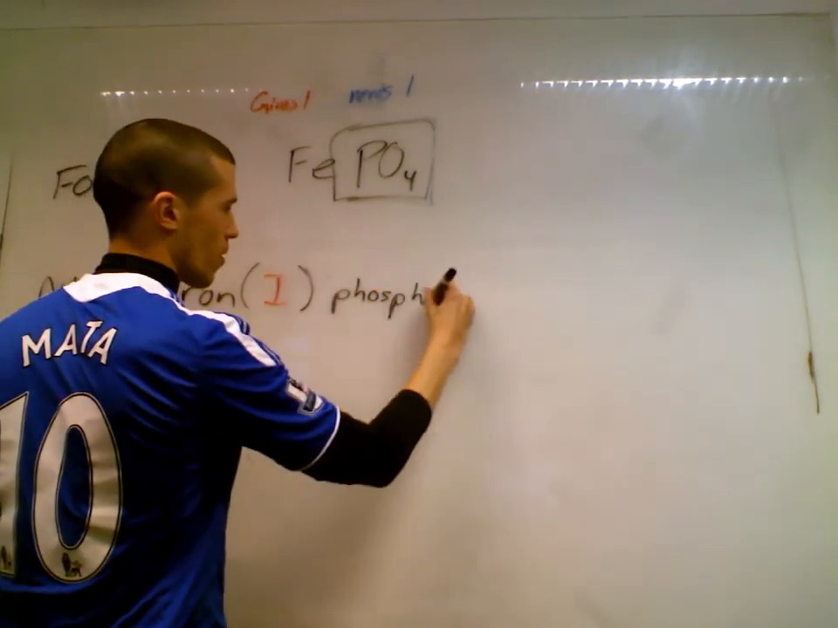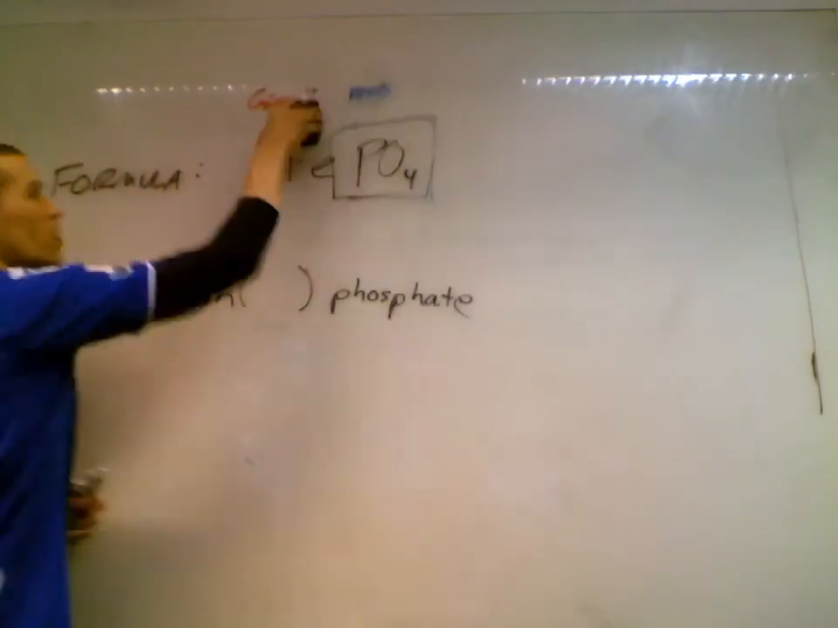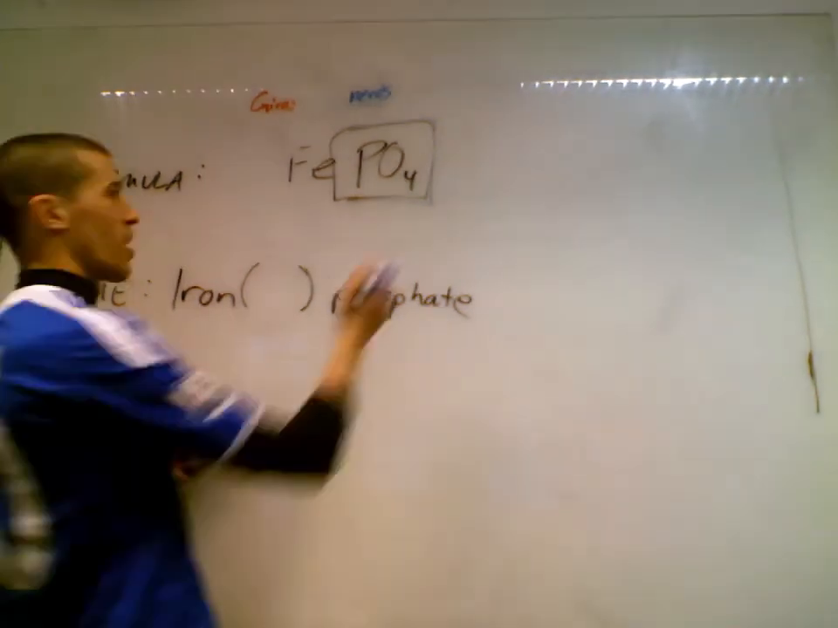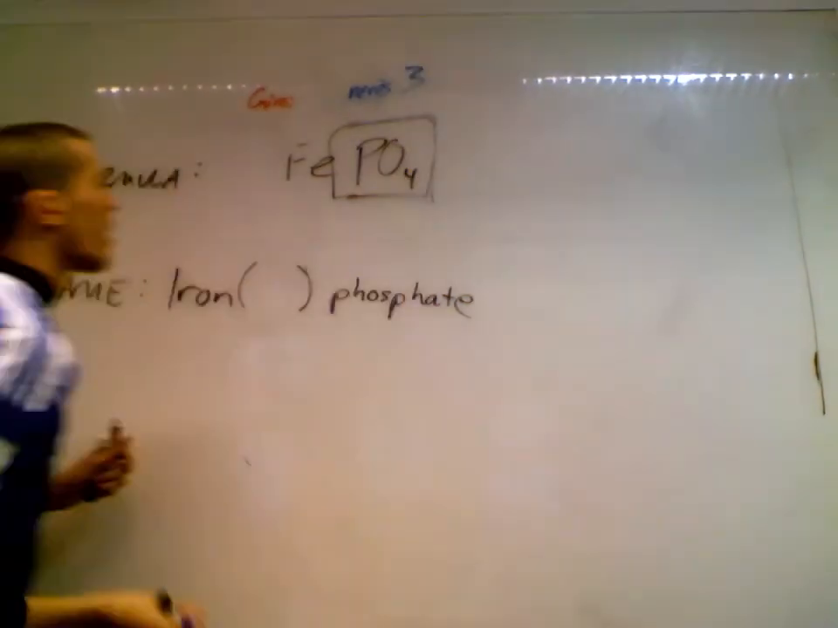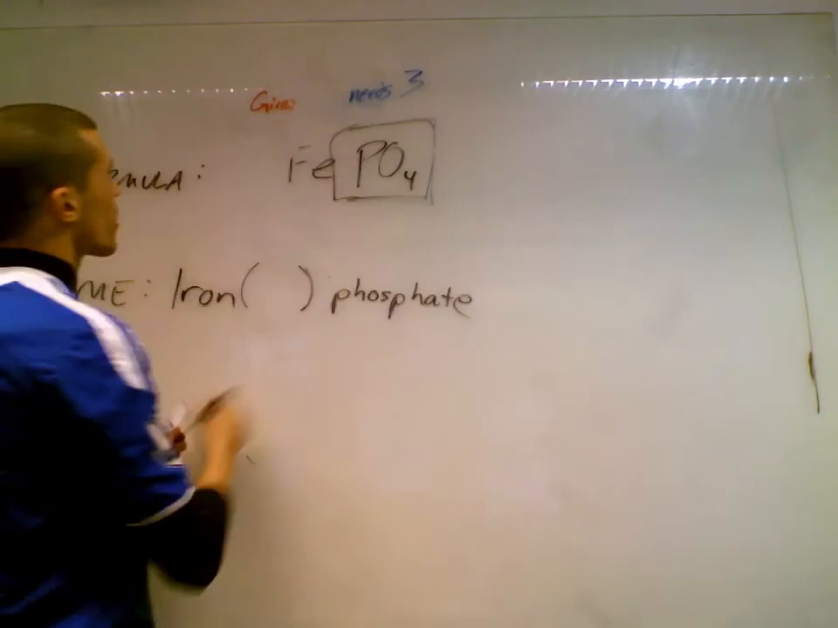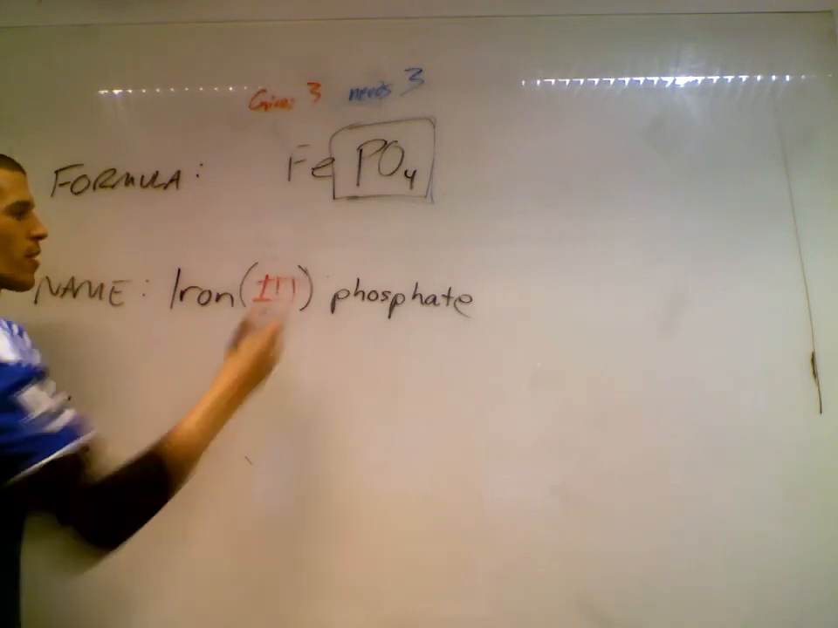So what's the charge? Negative three. So it needs three, and iron gives three. Right, so you looked it up in your chart and you saw that it needs 3. And iron needs to give how many? Three. So this is going to be iron 3 phosphate. We're gonna get it.